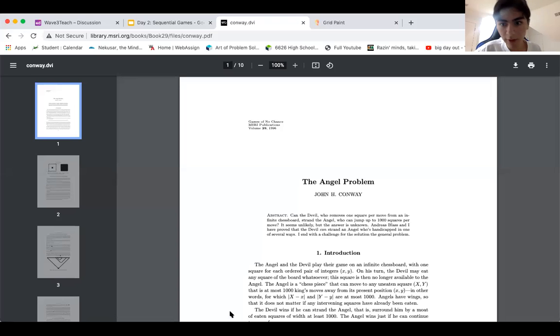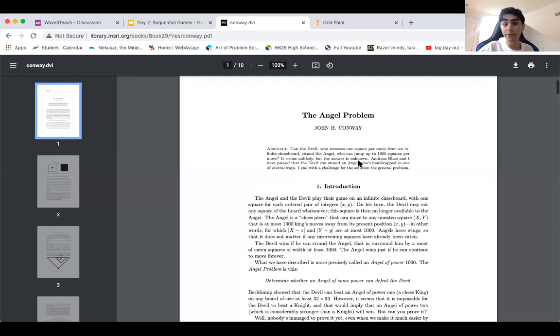Let me zoom. Alrighty, so this is the angel problem. How many of you know who John Conway is? You see one yes. Game of Life, exactly. People seem to know who John Conway is from the Game of Life. If you don't know what the Game of Life is, search it up. It's interesting in itself, but that's more of a math problem than a game theoretic problem.